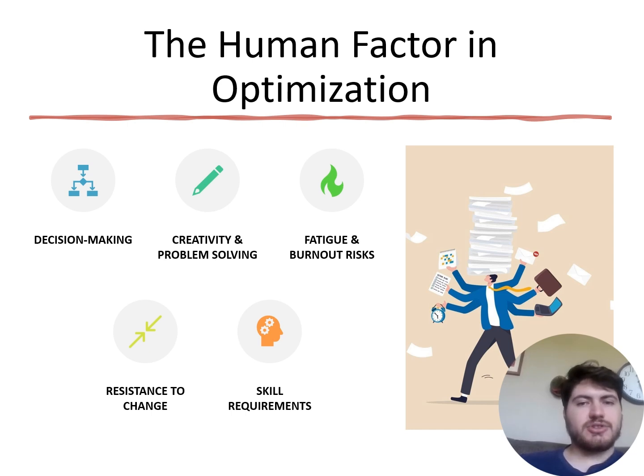Lastly, the human factor shows up in how organizations adopt optimization. People may resist changes due to fear of the unknown, lack of training, or comfort with legacy systems. This is why management and clear communication are just as important as any algorithm.